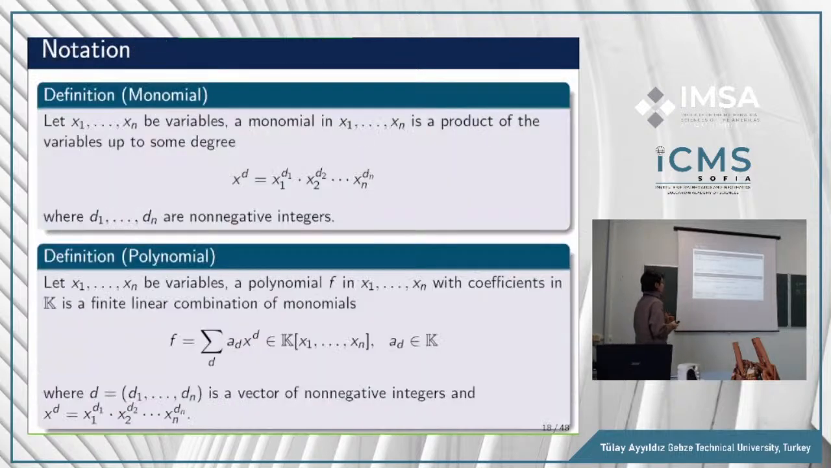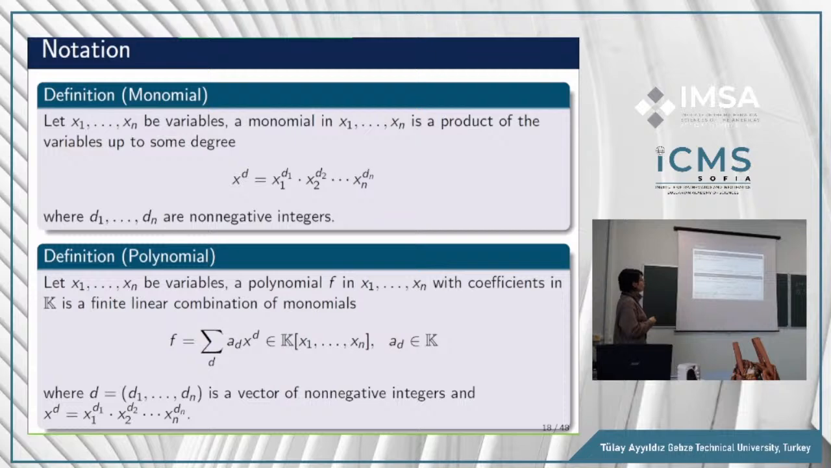So let me give you the very common notation. What I use here is the multi-index notation. So when I write just x to the d, I mean something multivariate. It will be a vector of monomials, and the monomials will be based on the variables and some vector of the exponent. So x^d is not just x to the power d.